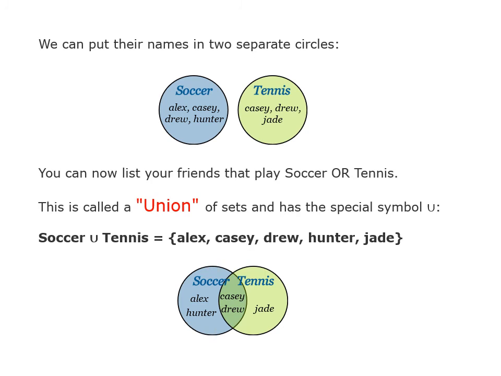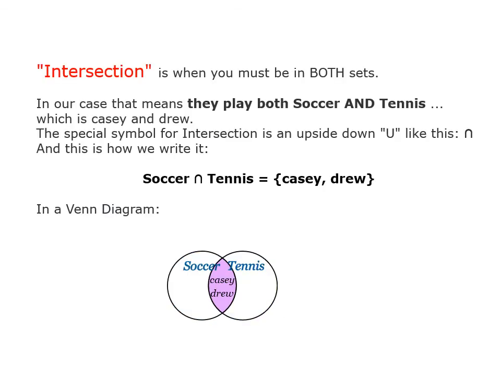So take note of the form in your Venn diagram. The illustration here is your Venn diagram. If you are going to draw a Venn diagram, it should have a rectangle to represent your universal set. So we have soccer, Alex, Hunter, Cassie, Drew, and Jade.